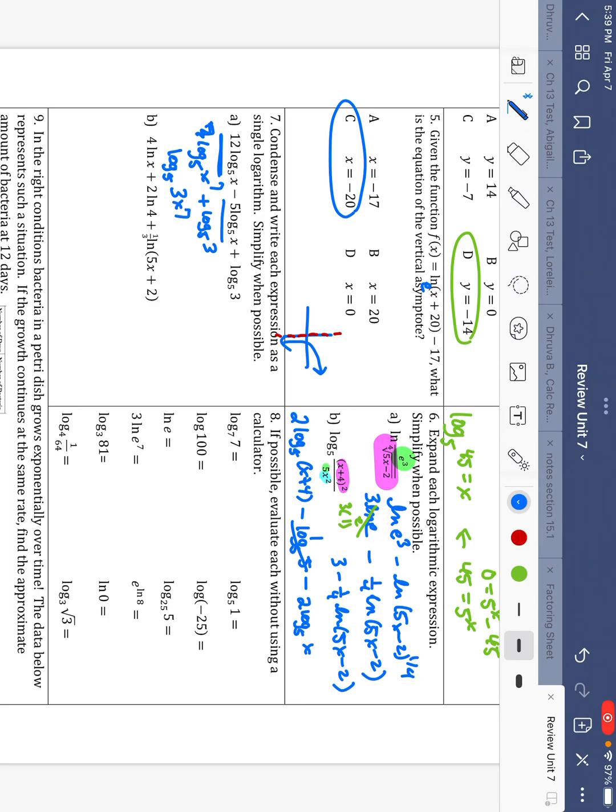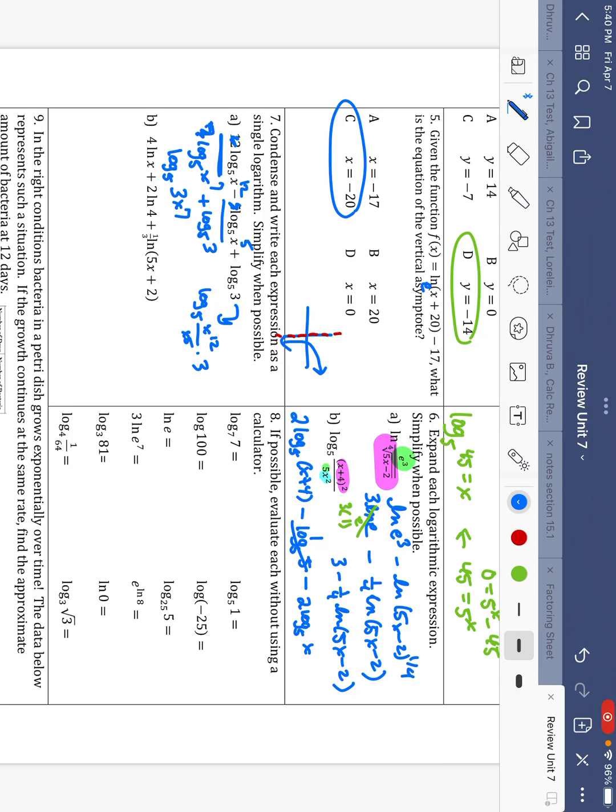Or if you didn't notice that, then you would have put these 3 things together, and you would have said log base 5 of x to the 12th, and this next part says minus, so you would divide that by x to the 5th, because remember these 12 and this 5 can come up here, and then plus, so times 3.